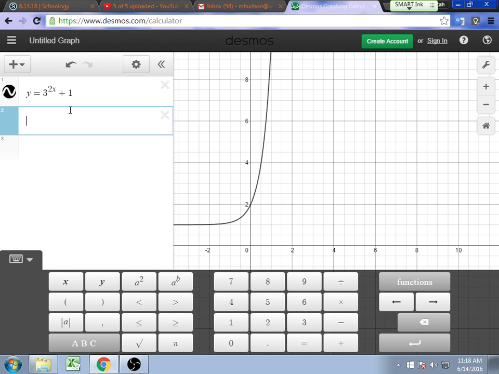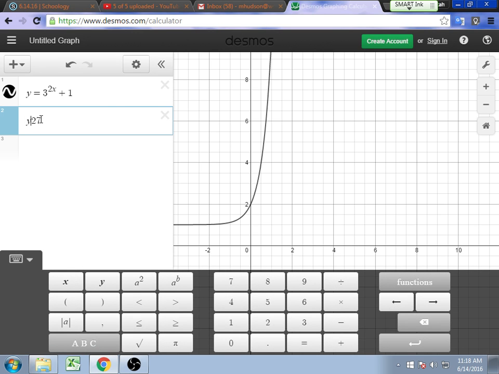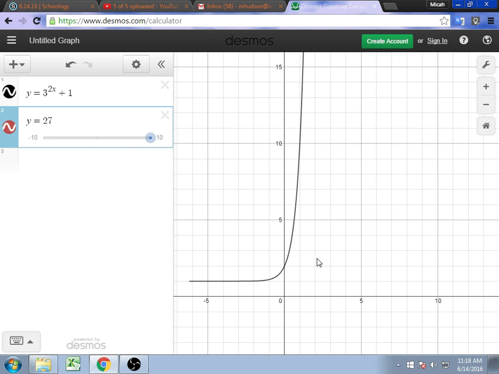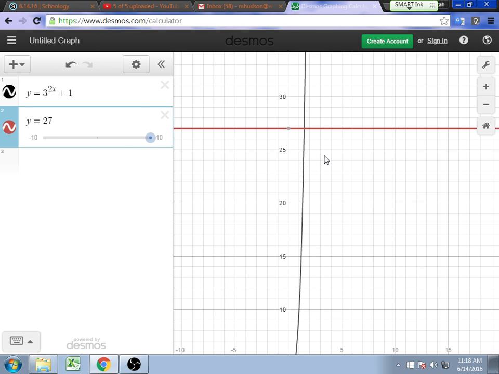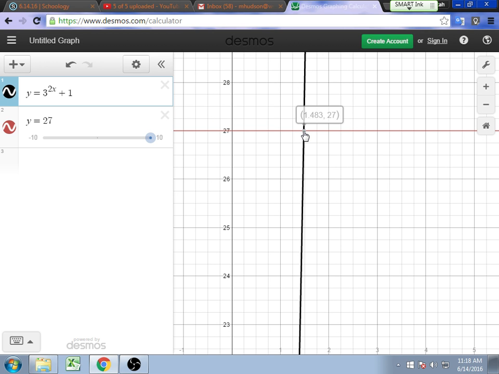What it's asking is, when does that graph equal 27? So again, I can't just type in 27, so I say y equals 27. And now I'm going to have a line at 27. So what they want to know is, what is the x value when those meet? So all I have to do is figure out, when do those lines meet? There's my x value.